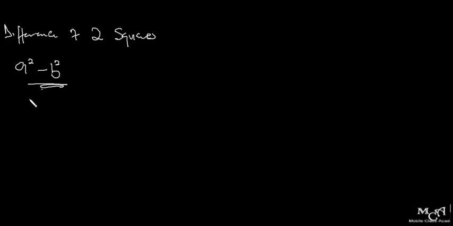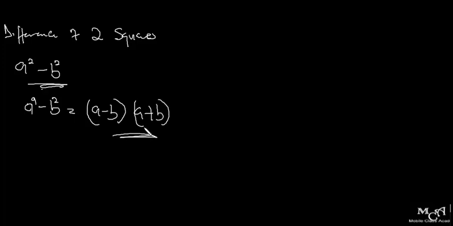So if we look at this, we have difference of two squares. That means a squared minus b squared. That's what it means. So if we have this kind of expression and we want to resolve it, how do we resolve it? The formula for resolving it is (a minus b)(a plus b). This is the formula we use in solving it. Now, let's resolve this with this formula.